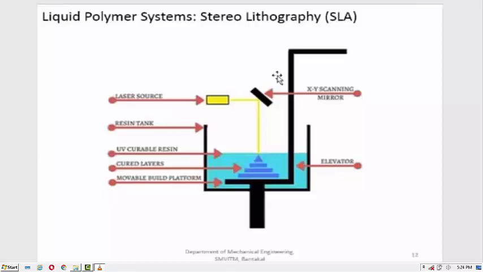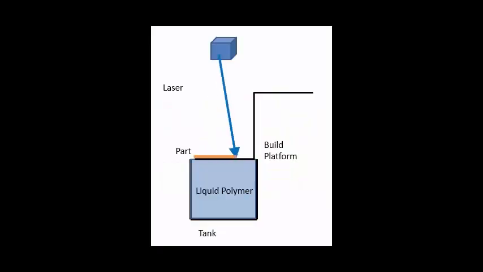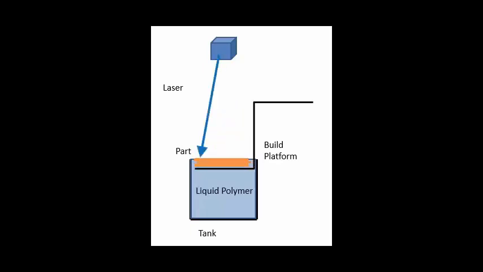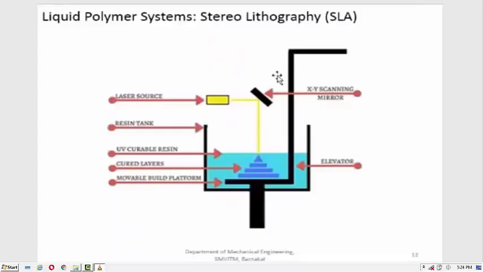Liquid polymer system. The example is stereolithography, that is SLA. So here initially the raw material will be in the form of a liquid that will be polymerized, or cured, or strengthened by using a laser. Wherever the laser is falling, there the polymer will become hard, it will become a solid.